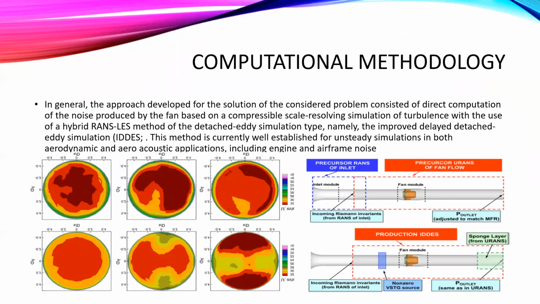Coming to the computational methodology. In general, the approach developed for the solution of the considered problem consisted of a direct computation of the noise produced by the fan based on a compressible scale resolving simulation of turbulence with the use of a hybrid RANS-LES method of the detached eddy simulation type, namely, the improved delayed detached eddy simulation. This method is currently well established for unsteady simulations in both aerodynamic and aeroacoustic applications, including engine and airframe noise.